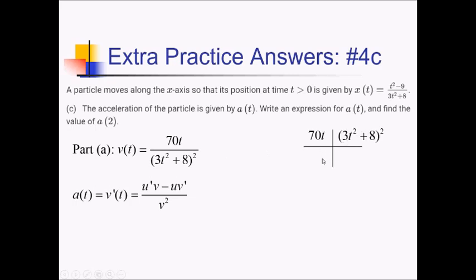Derivative of 70t is 70. Derivative of all this stuff, we're going to need a small chain rule. This is going to be 2 times all of this stuff times the derivative of 3t squared plus 8, which is 6t.